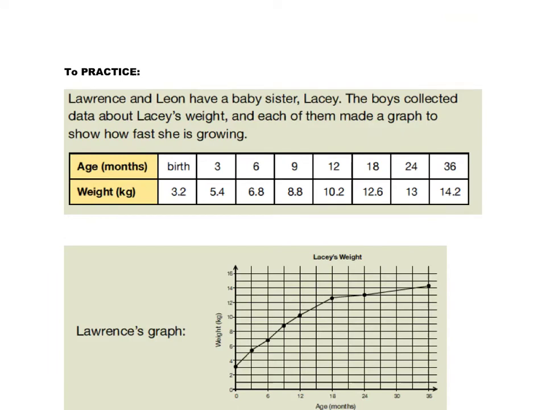So to practice, here we have some data that was collected from a database. We have Lawrence and Lon, who have a baby sister, Lacey. They've collected data about Lacey's weight, and each of them made a graph to show how fast she's growing. So let's take a look at their two different graphs, and we'll see how the numbering, the scale, the way that the graph is drawn makes a difference. So we have her age in months, her weight in kilograms.